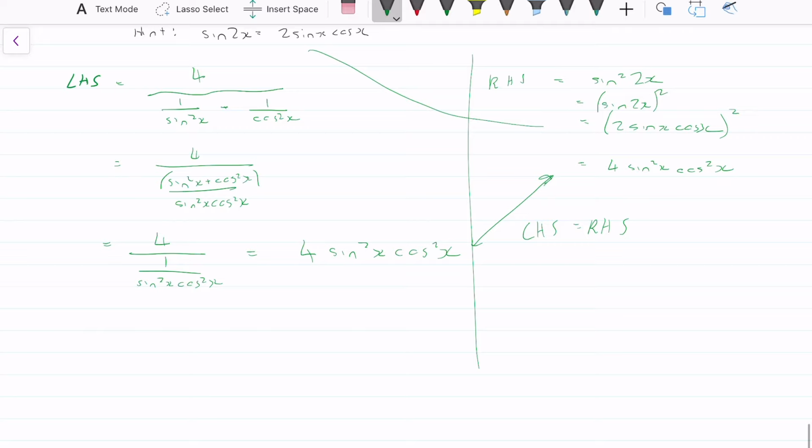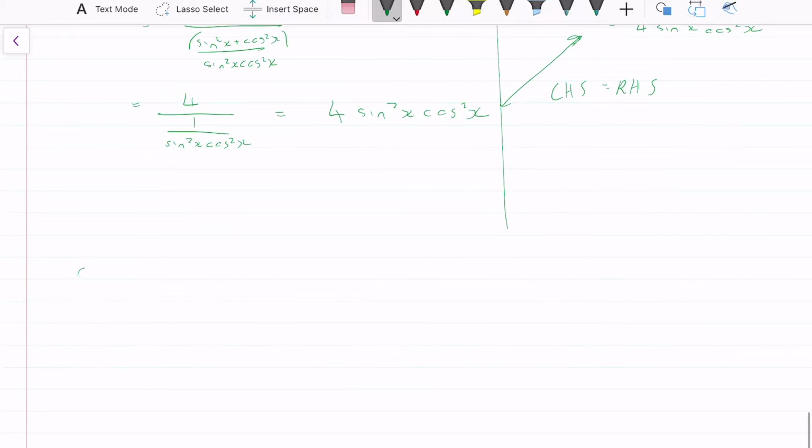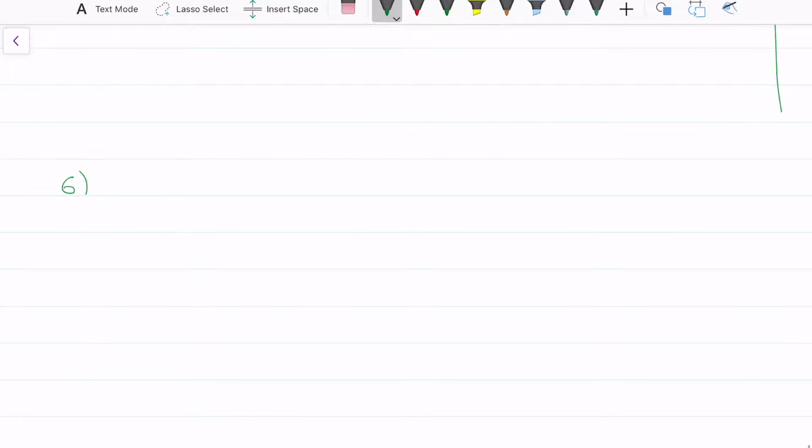I had another problem here if you guys want to attempt, but I will not be going through the answer because it is quite easy. Actually, I don't even have the question. Oh, no, I do. So the last question that you guys can attempt if you want, it's much easier than the others, but it's also something worth trying, is sec x cosec x minus cot x equals tan x.